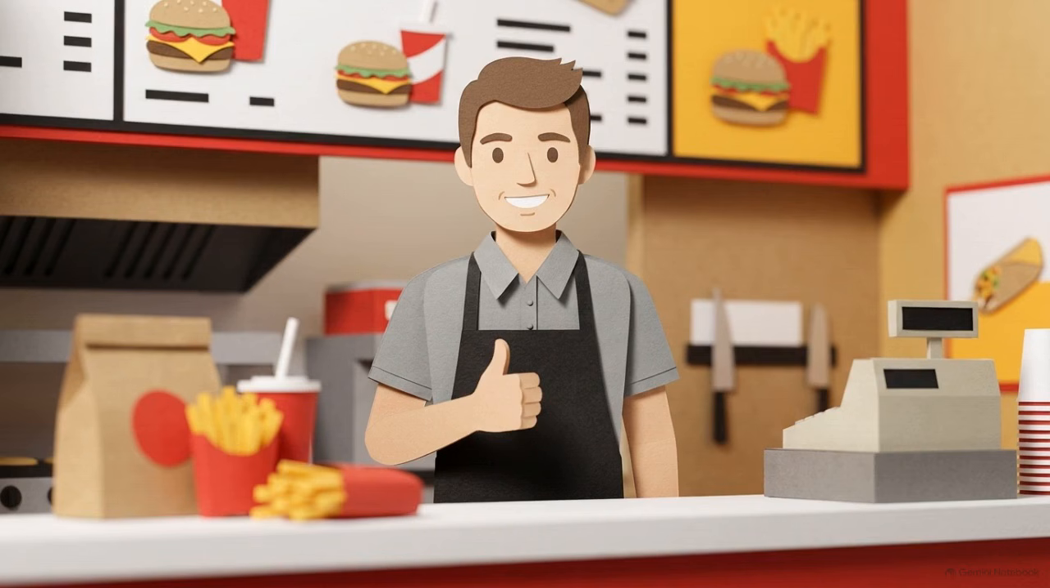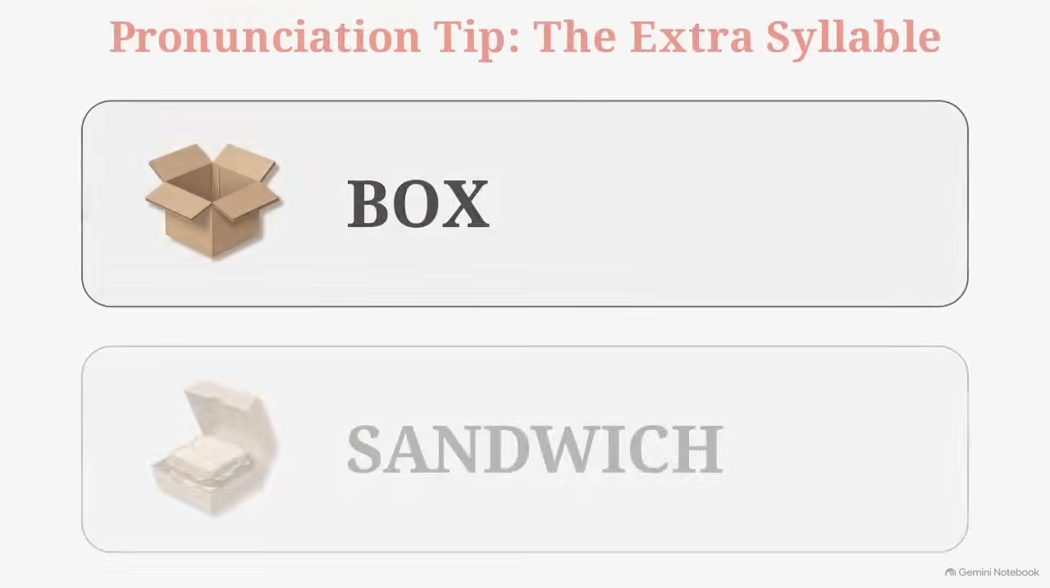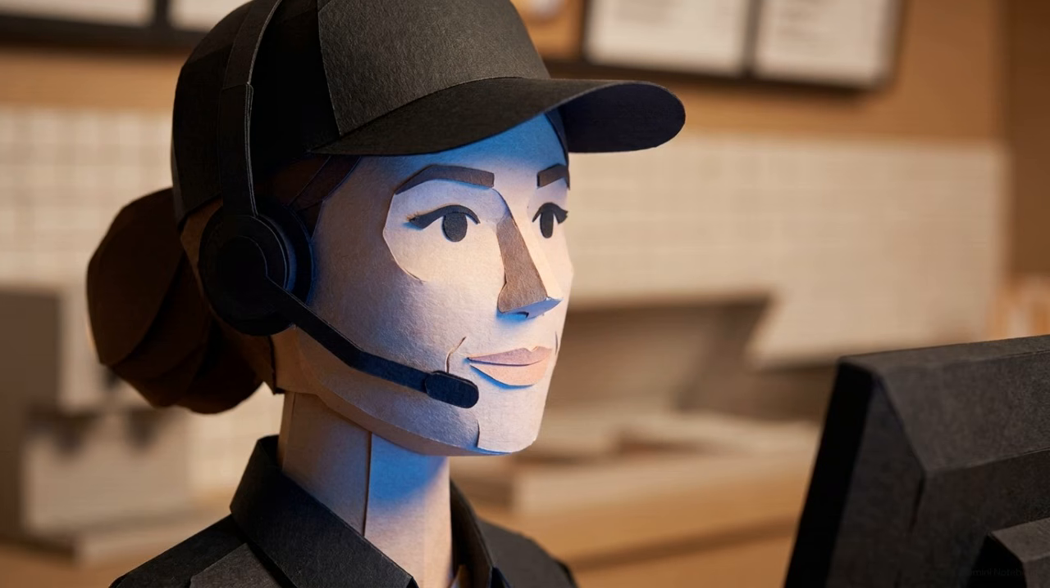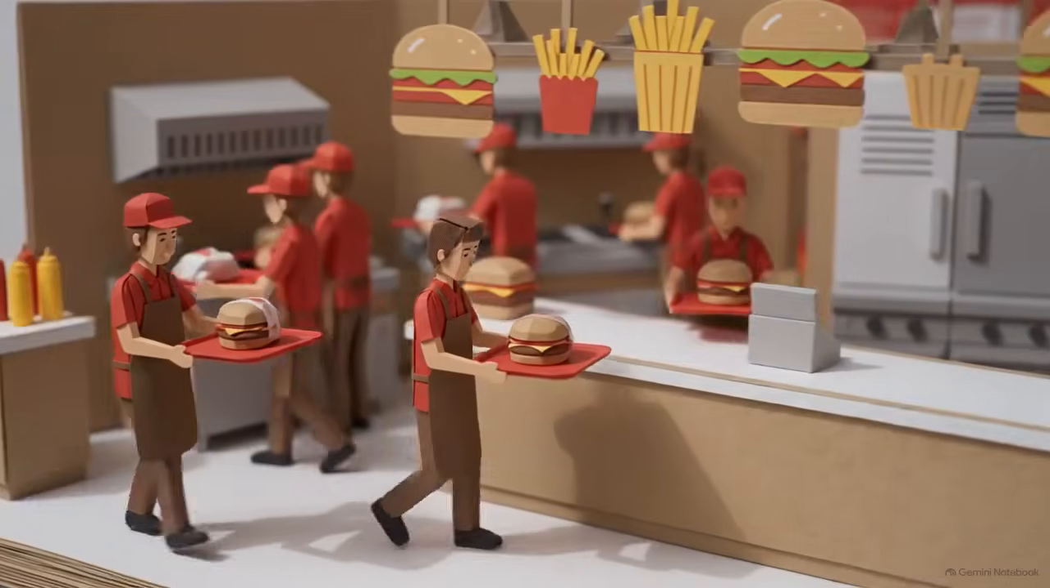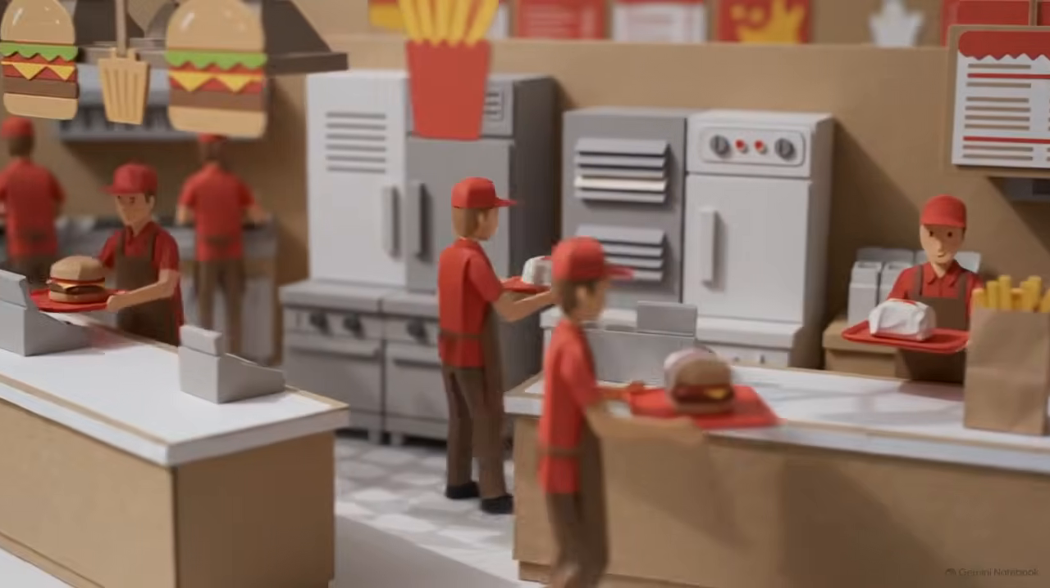Great job! You can now see the shape of a space and choose the right word for the job. Let's review. On is for flat surfaces, and in is for enclosed containers or rooms. When you combine these with clear sounds, like saying boxes and sandwiches clearly, your team can work faster and more efficiently. Mastering these small words helps you feel more confident during your shift. When you can tell your team exactly where things are, you are ready to handle the lunch rush and support your coworkers.